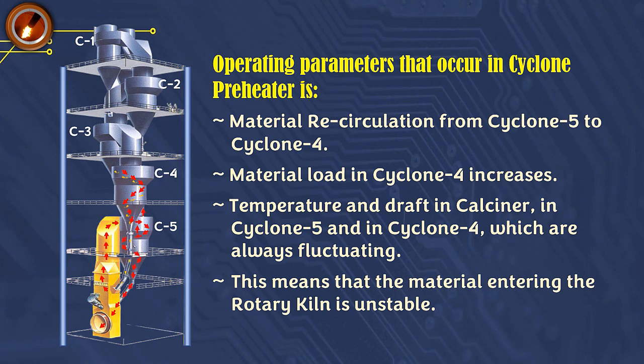This change can be seen in the operating parameters of hot gas temperature and draft in calciner, in Cyclone 5 and in Cyclone 4, which are always fluctuating. This means that the material entering the rotary kiln is unstable.